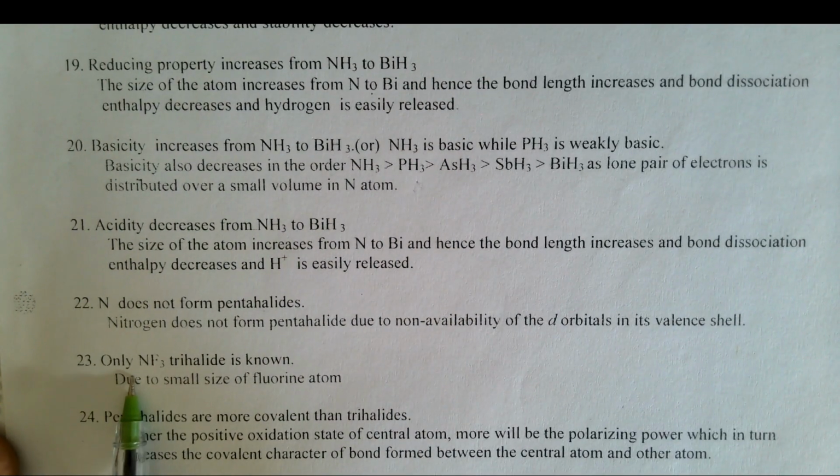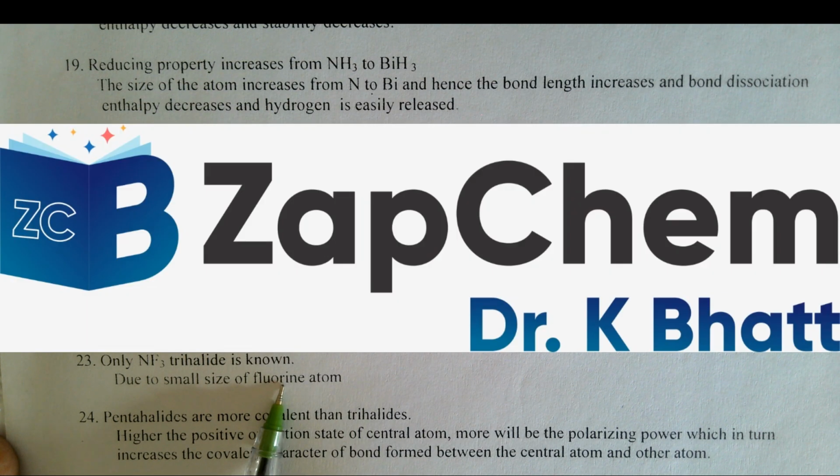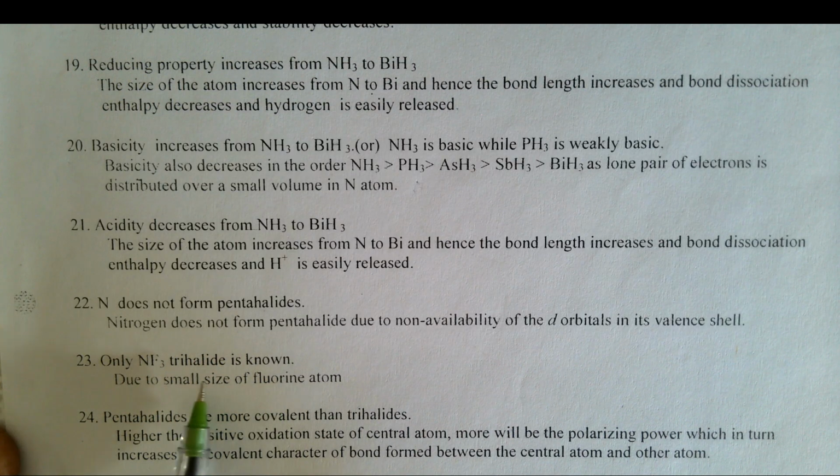23rd question, only NF3 is a known trihalide of nitrogen. It is because of the small size of the fluorine atom. Fluorine atom has the smallest size in the 17th group, and it is because of this that NF3 is known.